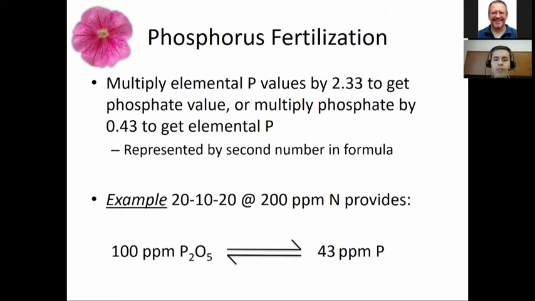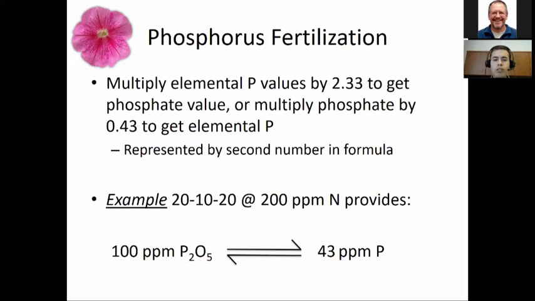And I also wanted to give you the conversion factors so that you can convert between both of the different numbers. So you can multiply elemental phosphorus values by 2.33 to get phosphate value, or you can multiply phosphate by 0.43 to get elemental phosphorus.